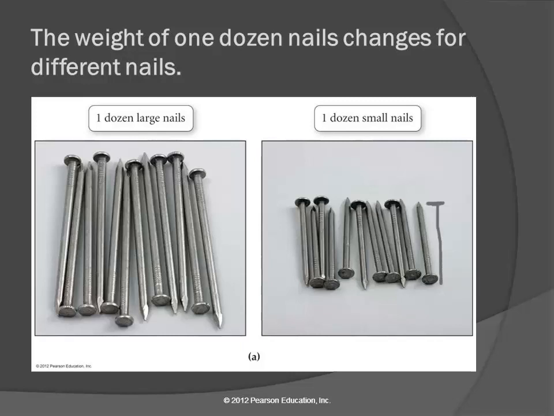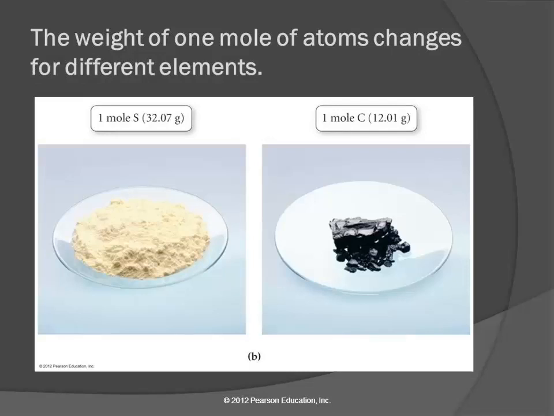But a dozen large nails are going to weigh more than a dozen small nails, right? Because each individual big nail weighs more than the little one. We have the same number of each of them, right? So the big ones have to weigh more. Well, atoms don't all have the same mass either.